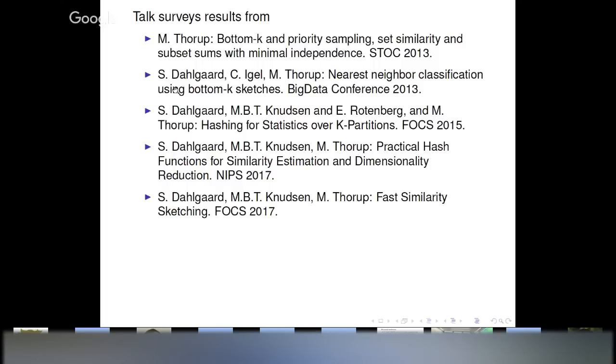So I'm going to talk about things which have been both in theory conferences, but also more applied conferences. I think it's very important when you actually do something that could be used for applied work to actually test it and see how much it helps. And I'm quite excited about some of the things that came out of it.